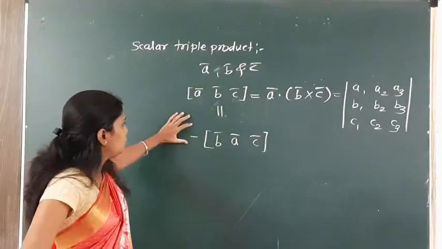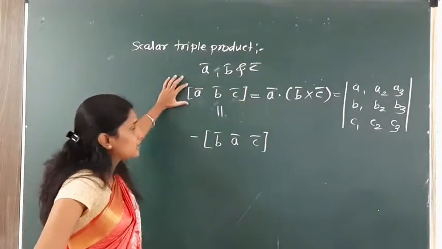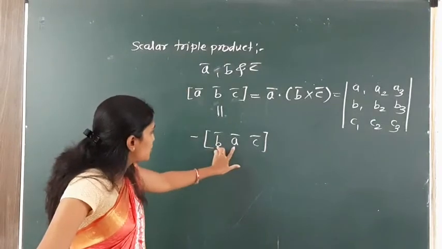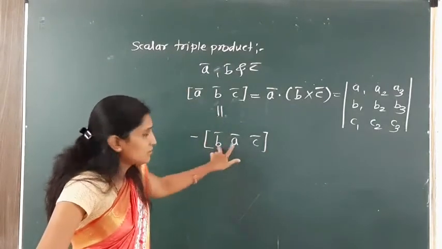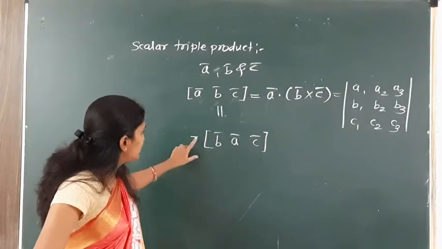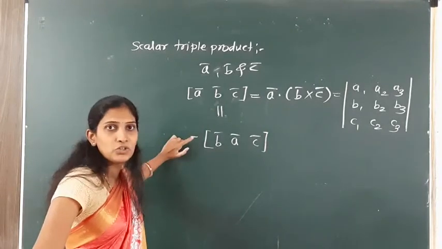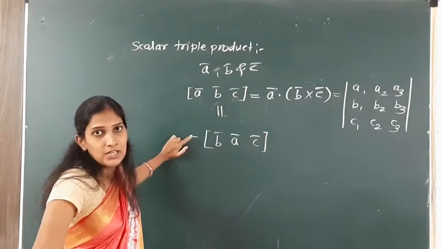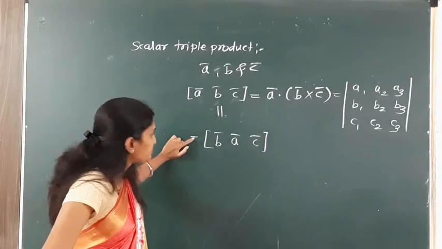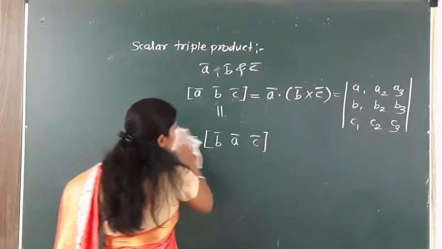So we use that in the scalar triple product: if there is a change in two vectors, then it will change only the sign. This is the second property. Now, next property.